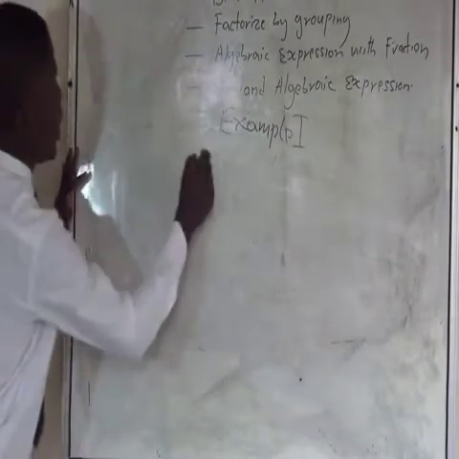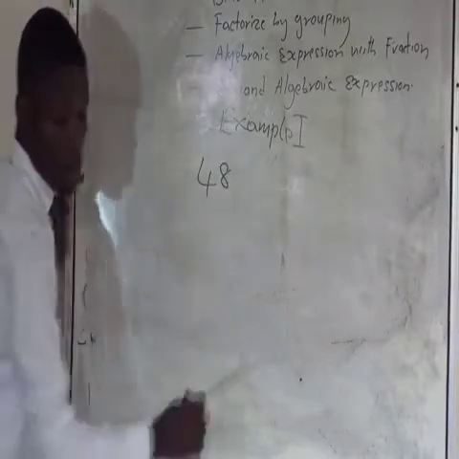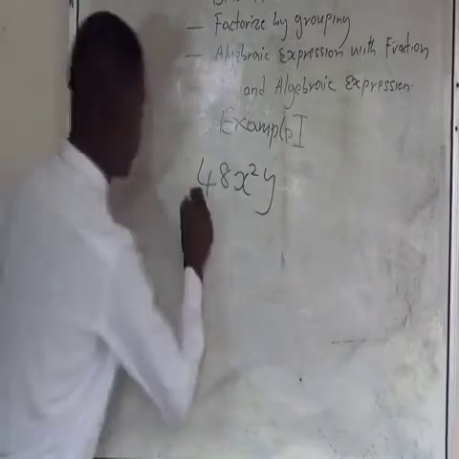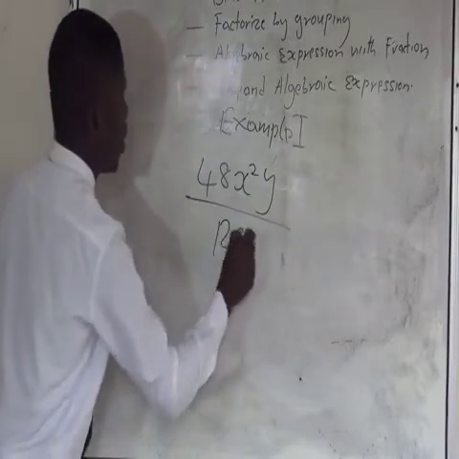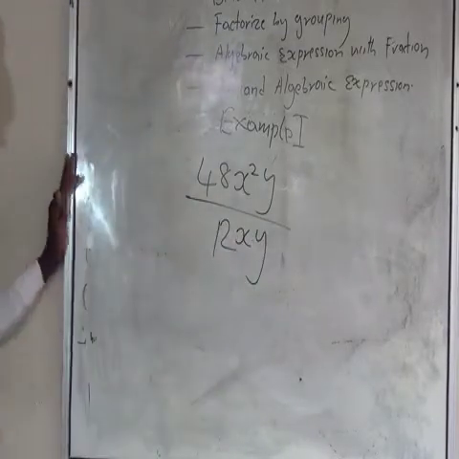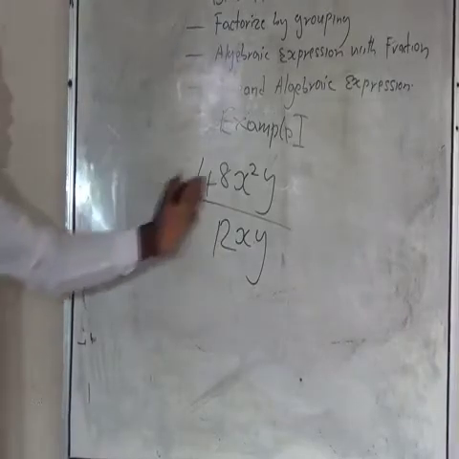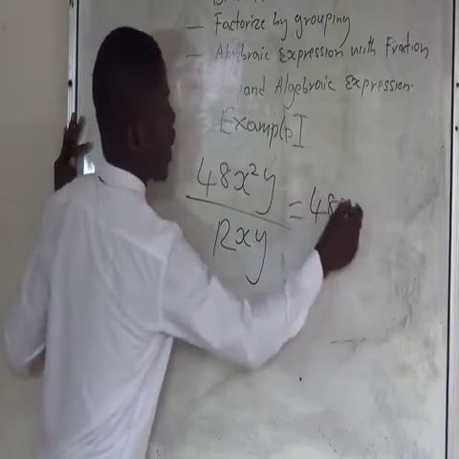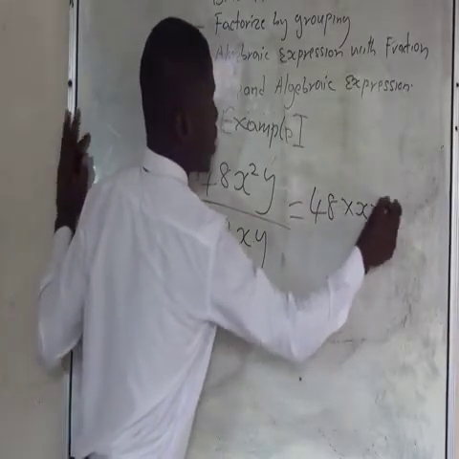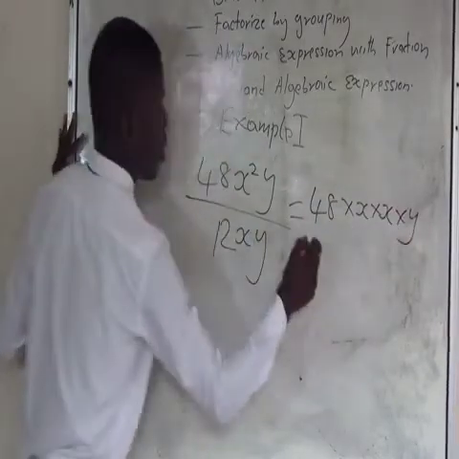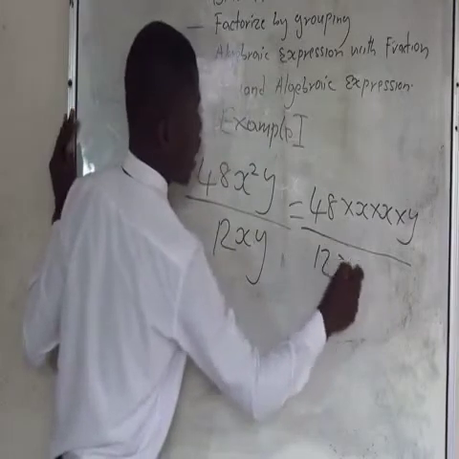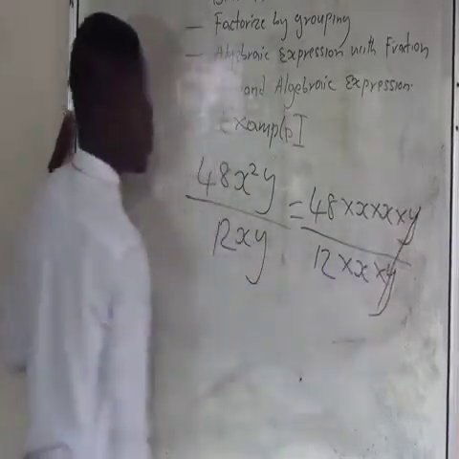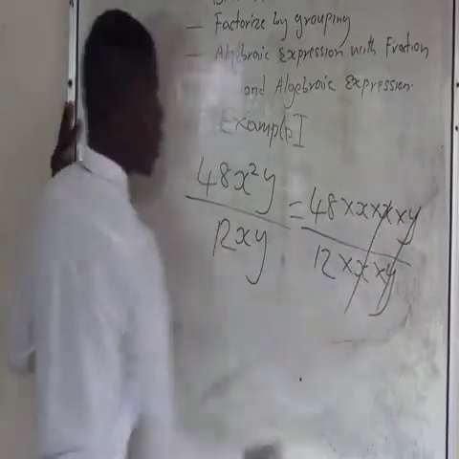Number 1: 48x squared y all over 12xy. First thing to do, we expand this to get what we want: 48 times x times x times y all over 12 times x times y. We cancel y, and x cancels x.